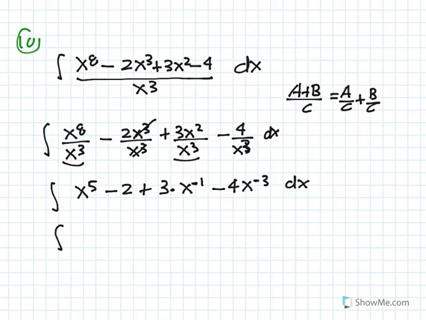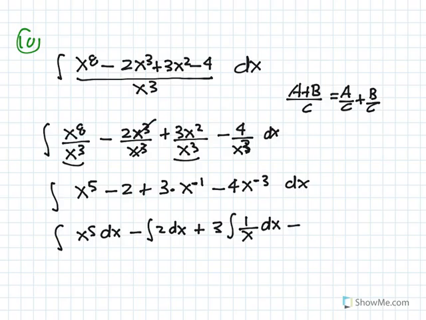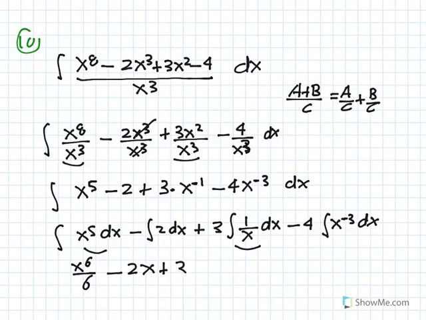Let's split up the integrals. Integral x to the 5 dx minus integral 2 dx plus 3. Let's rewrite this as 1 over x dx. It will be easier to see the antiderivative of that. Minus 4 integral x to the minus 3 dx. Reversing the power rule, we get x to the 6 over 6 minus 2x plus antiderivative of 1 over x, which is log absolute value of x.